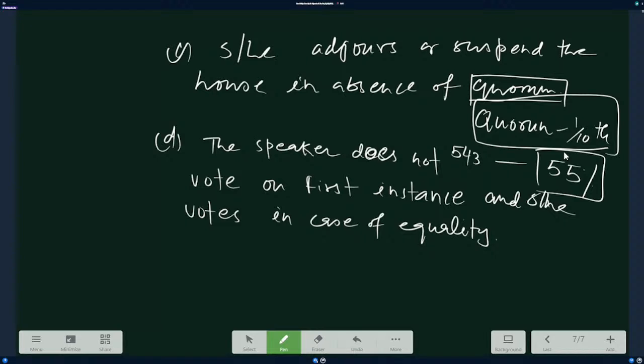Right. Next point, write down: D. The Speaker always presides over the joint sitting of the house.